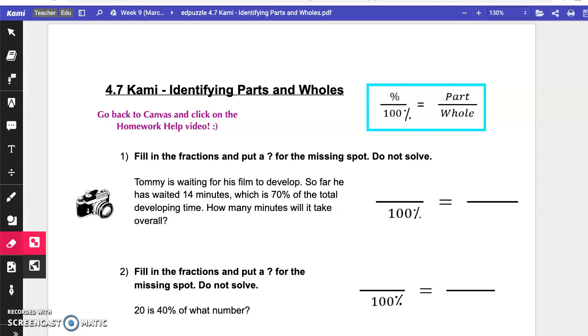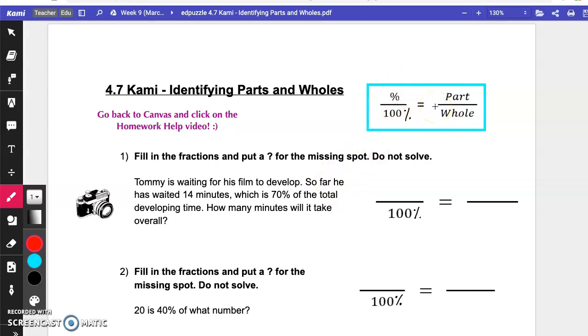I'm going to help you through the 4.7 CAMI. Stick with me. We're identifying parts, wholes, and percents. This is what you worked on in class today. So let's get started. Quick little review for you at the top.